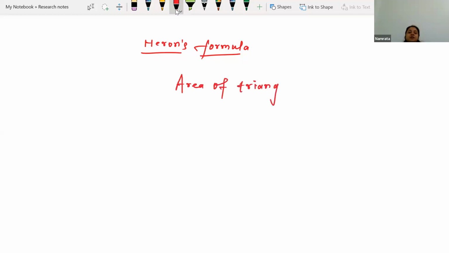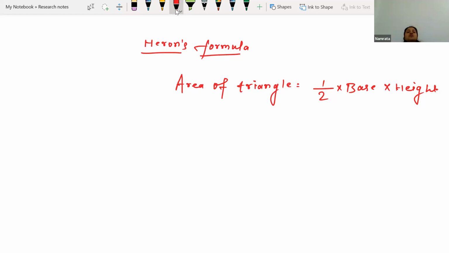We can find it by using the formula 1 by 2 times base times height. Then what's the need of a new formula? This formula was fulfilling our purpose. Whenever we wanted to find the area of the triangle, we were using this formula very easily, just by doing the multiplication and calculation. We were getting the area. So why are we going to learn a new formula given by the mathematician Heron?